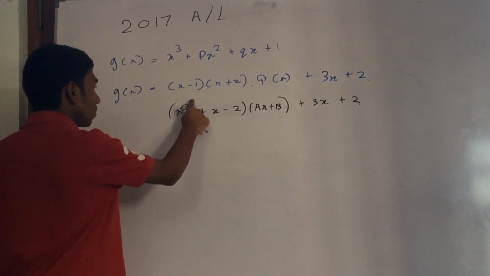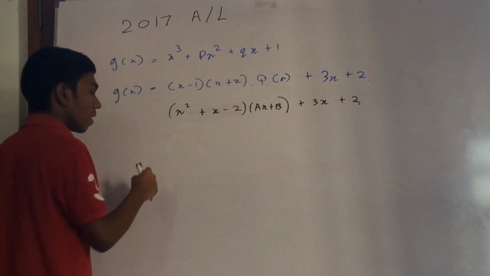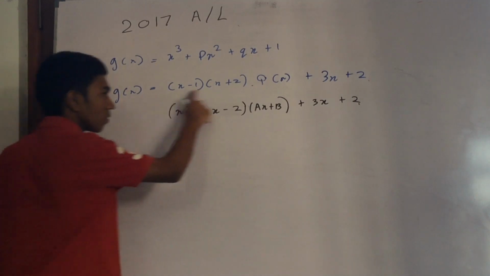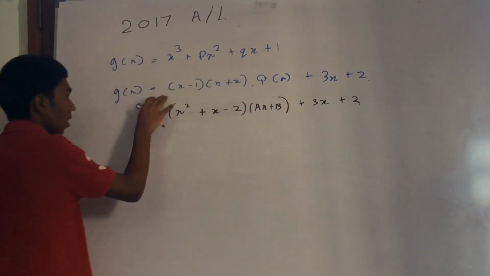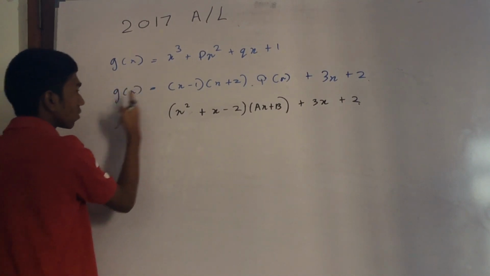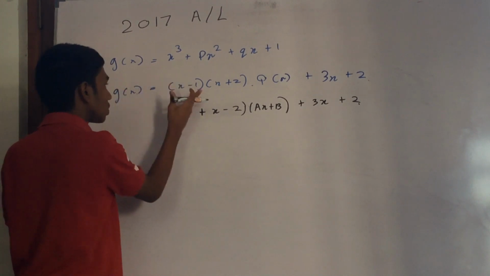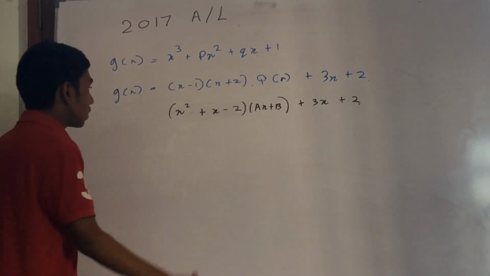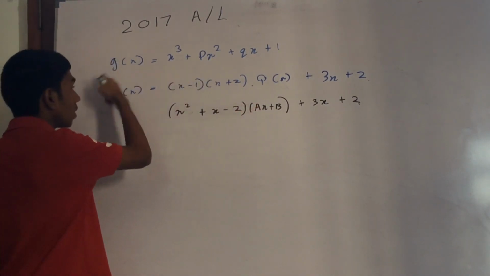Now we have to multiply these two expressions, the quotient and the divisor, and we should equalize the coefficients of powers of this side of the equation to this side of the equation. Here it's the dividend, here it's the quotient, divisor and remainder. So we should equalize the coefficient of powers of this side to the coefficient of powers of this side.